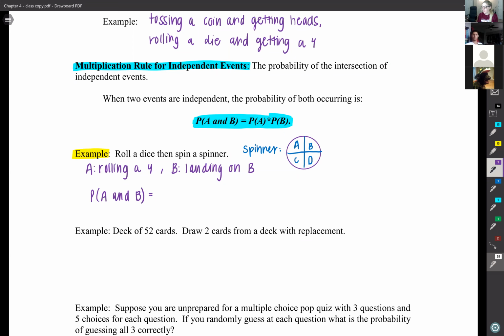All right, well, my probability, or this is equal to P of A times P of B. Okay, and then my probability of event A is just the chance of rolling a 4. My chance of rolling a 4 is just going to be 1/6 because there is one way to roll a 4 and there are 6 possible outcomes. And then my probability of landing on B when I spin my spinner is going to be 1/4 because we're going to assume there's an equal chance of landing on A, B, C, or D. So 1/6 times 1/4 just gives me 1/24.